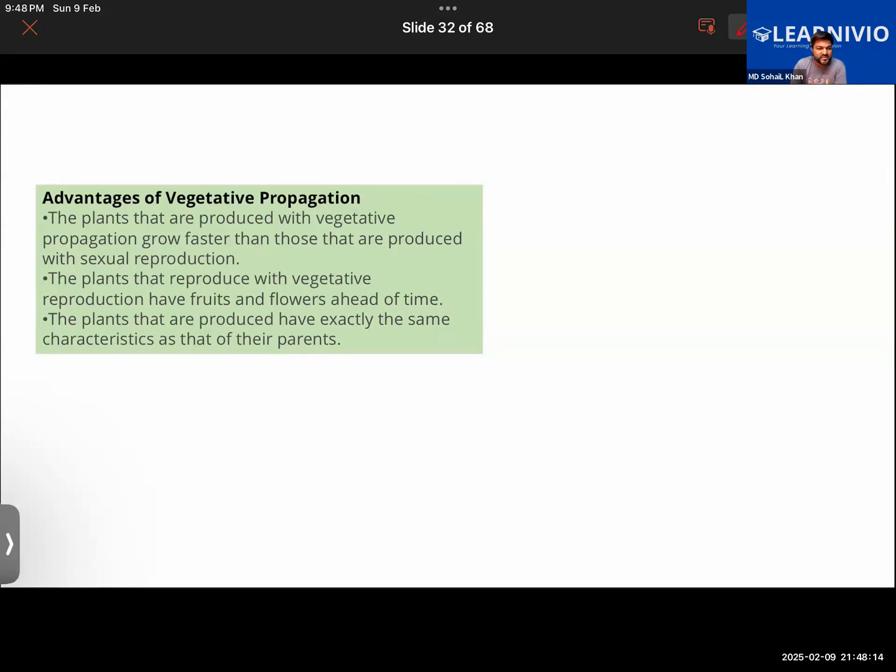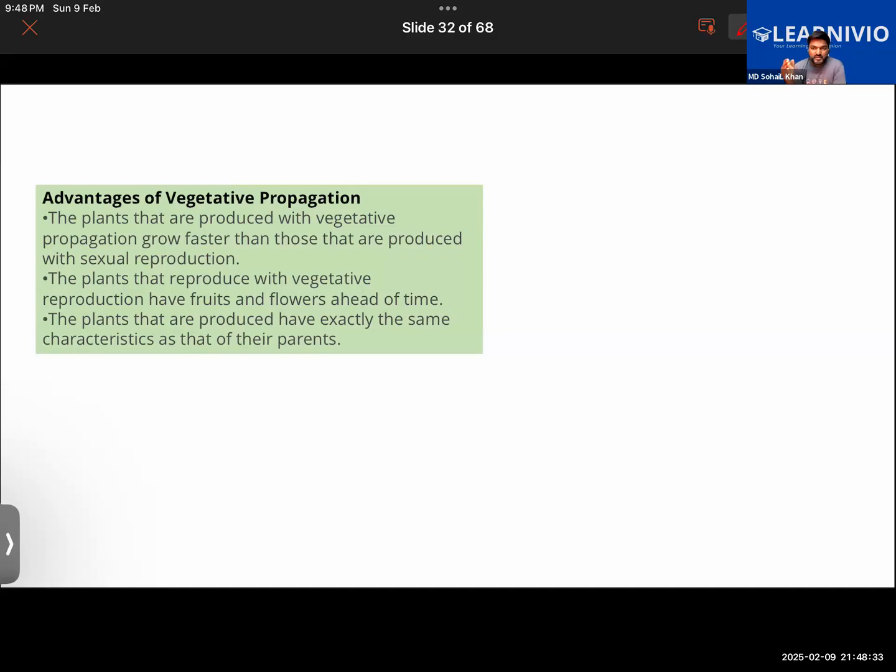So there are many benefits of this type of asexual reproduction. First thing is that the plants that are grown by the vegetative propagation method are not growing from seeds. When you grow the plant from a seed, it takes a long span of time, right? But the plants that are produced with vegetative propagation grow faster, right?